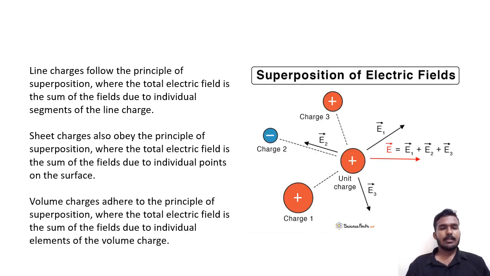Line charges follow the principle of superposition, where the total electric field is the sum of fields due to individual segments of the line charge. Sheet charges obey the principle of superposition, where the total electric field is the sum of electric fields due to the individual points on the source surface. Volume charges adhere to the principle of superposition, where the total electric field is the sum of the fields due to the individual elements of the volume charge.